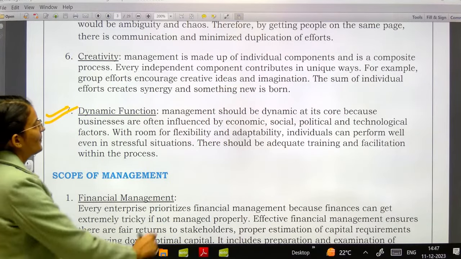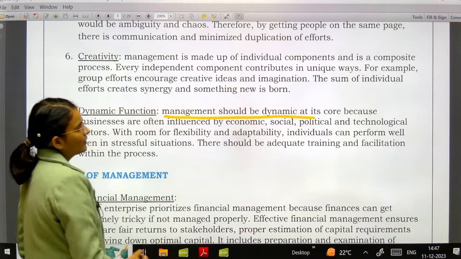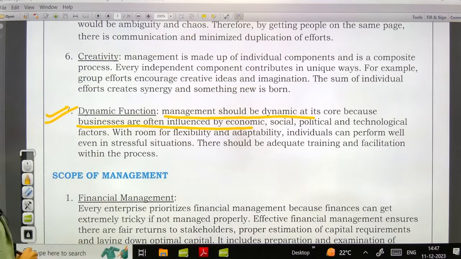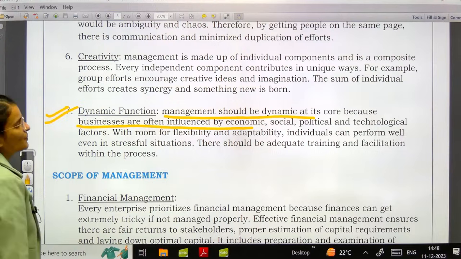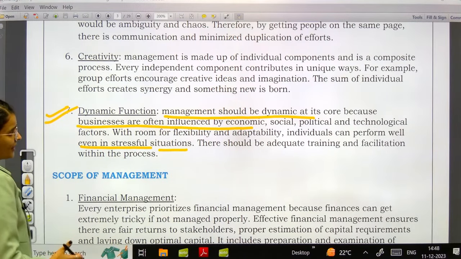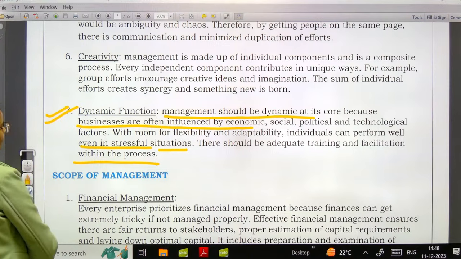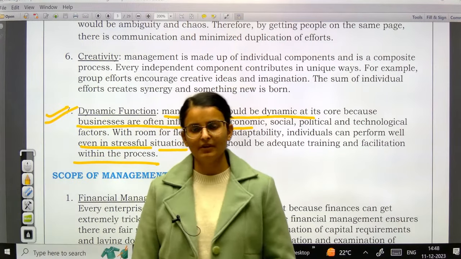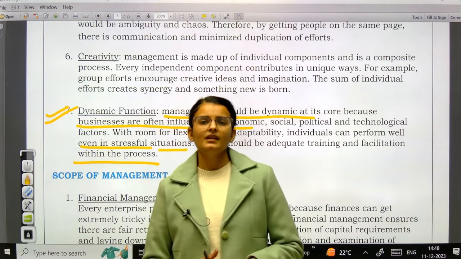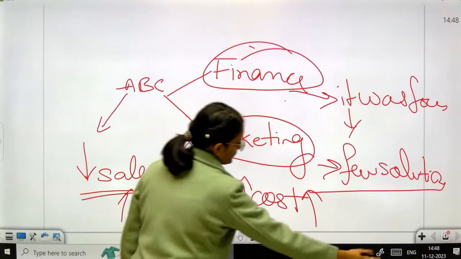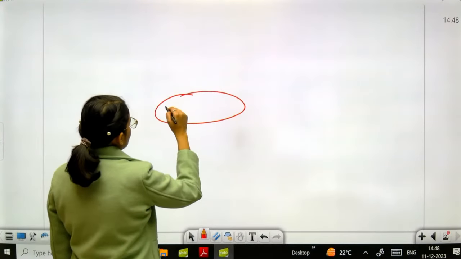Dynamic function. Management should be dynamic at its core because businesses are often influenced by economic, social, political, and technological factors. With room for flexibility and adaptability, individuals can perform well even in stressful situations. There should be adequate training and facilitation within the process. So management is obviously a dynamic function. How is it dynamic? See, this is management.